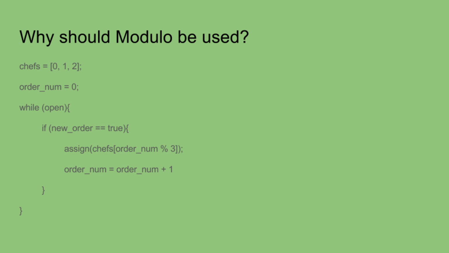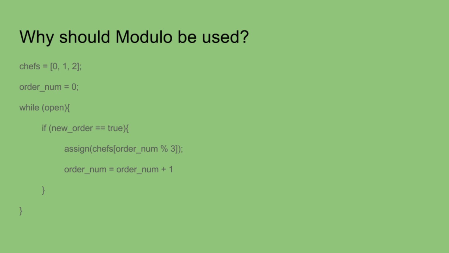Looking at some pseudocode, we can see that she has written out that while the restaurant is open, if a new order comes in, assign that order to order number modulo 3. She has 3 chefs, and she has assigned each one a number, 0, 1, and 2. And she has decided that all new orders that come in will also be assigned a number 1 greater than the previous. So she can have order 0, 1, and 2, and so on.